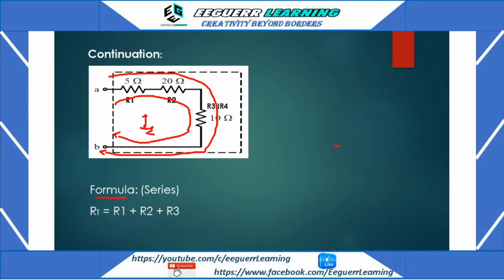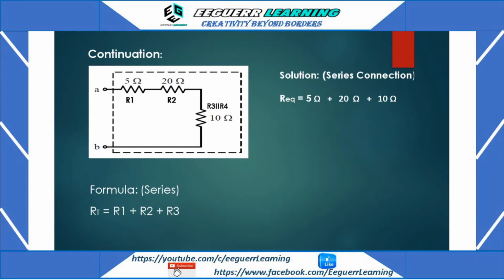So we're going to use the formula for series, and we're just going to combine R1 plus R2 plus R3 for the total resistance here. So our R1 is 5, R2 is 20 ohms, and our R3 is 10 ohms, the combined parallel for R3 and R4. Okay, so let us check there. And we're going to just replace the values for R1, R2, and R3.